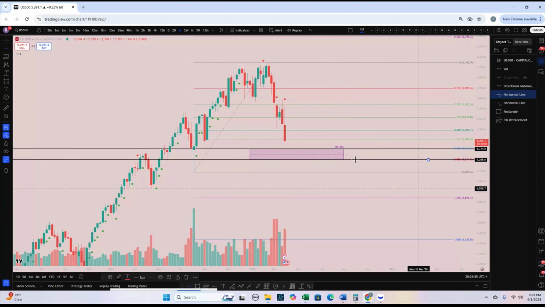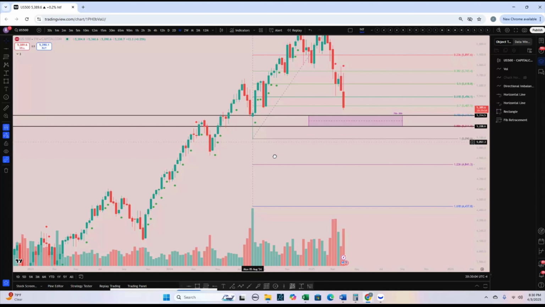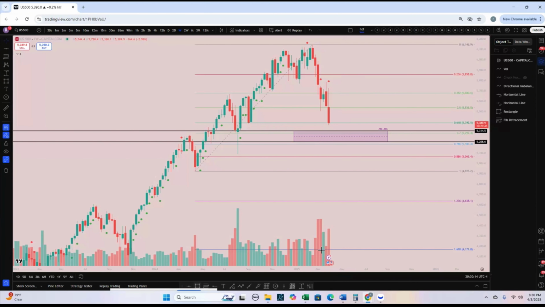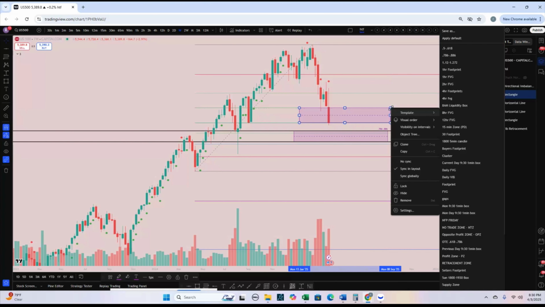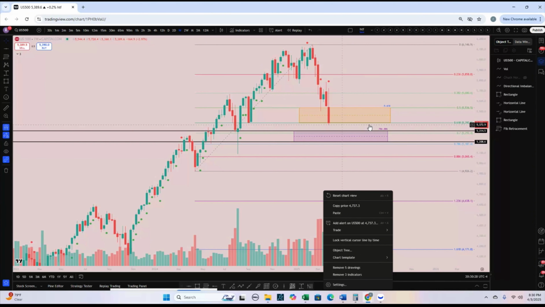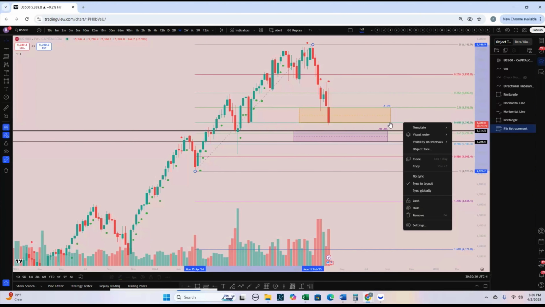Just so y'all can have it on the side, this area would be my area of interest, unless we bounce from here, which is possible. So let me go out a little bit further. Now you see we're at the 6.18. Just in case we do get a move from here, because if you notice, what happened here? We got a reaction at the 0.5 level, and we came back down. We never closed above it, but I'll leave that there.